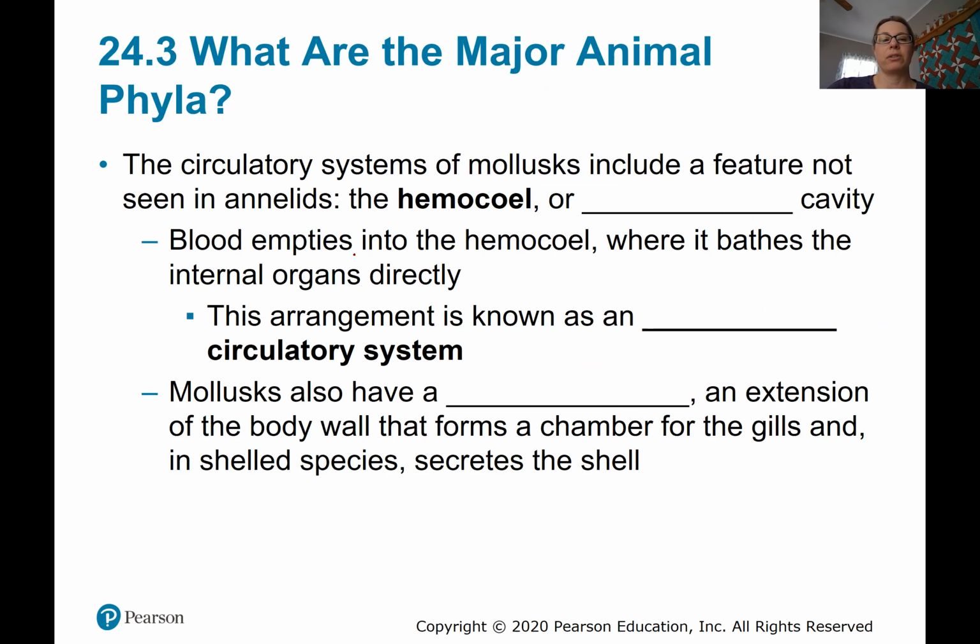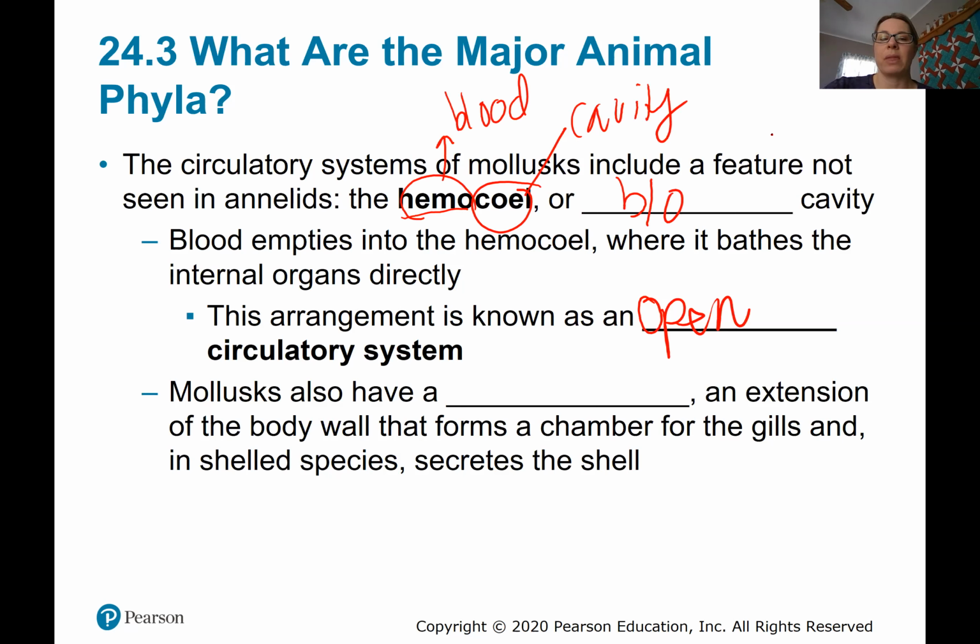Mollusks have a circulatory system that is an open circulatory system, so that's a little bit different than the annelids like the earthworm. They have what's called a hemocoel. Hemo, or heme, refers to blood. And then remember the word coelomate or pseudocoelomate, that means cavity. So they basically have a blood cavity. They don't have blood in closed veins and arteries, blood vessels like we do.